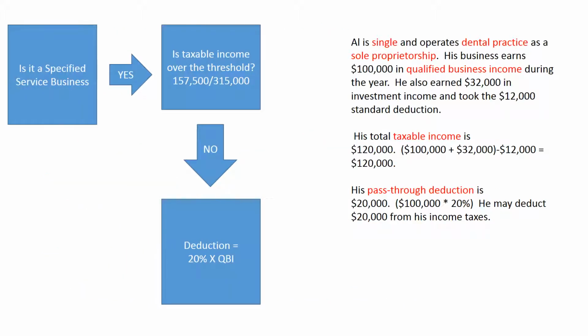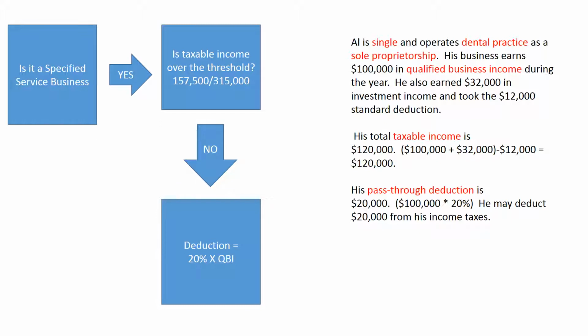In this example, L is single and operates a dental practice as a sole proprietorship. His business earns $100,000 in qualified business income during the year. He also earned $32,000 in investment income and took the $12,000 standard deduction. His total taxable income is $120,000. That is $100,000 of his QBI plus $32,000 of his investment income minus his standard deduction of $12,000 to come up with $120,000.